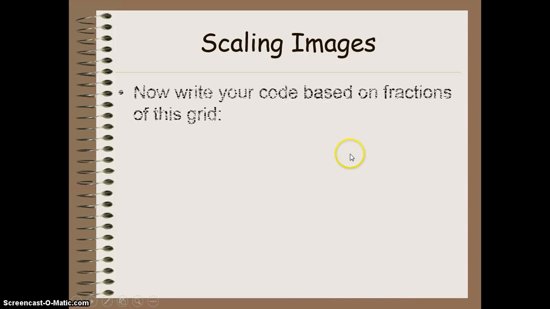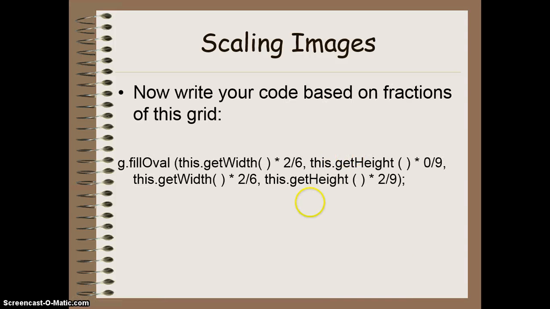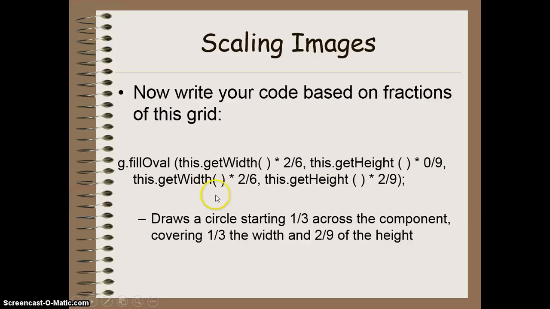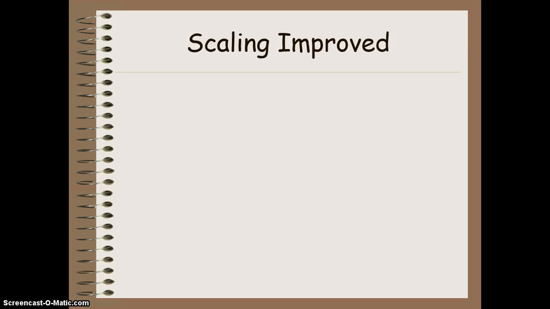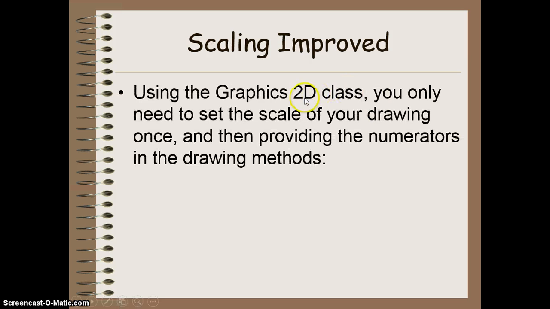That code would end up looking something like this. So the width times 2/6, the height times 0/9, the width times 2/6, and the height times 2/9. But that gets a little bit tedious trying to figure out all those dimensions, right? So we need to come up with a method that is a little bit simpler. Well, we can do that by using the Graphics2D class. It's very similar to the Graphics class, except it allows you to do some extra little components.